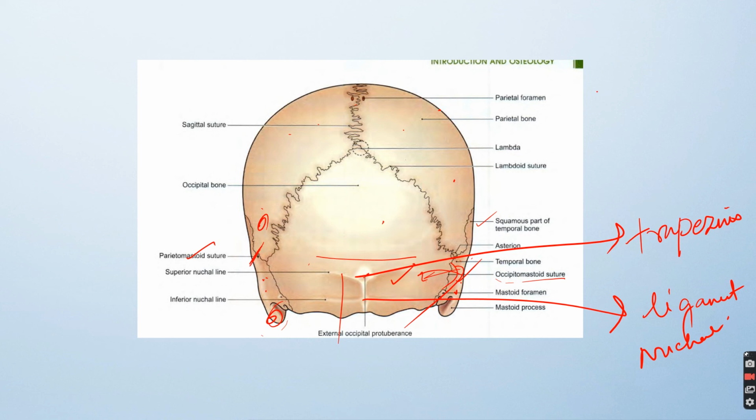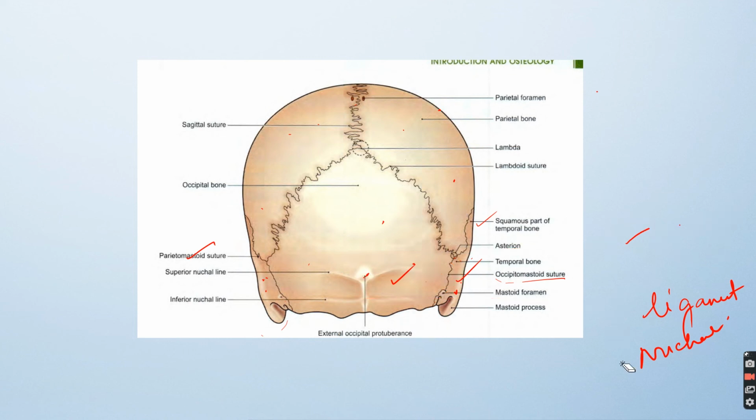The highest nuchal line will attach the median part of the epicranial aponeurosis. That is again a part of the skull that we'll be dealing with later. And also the occipital belly of the occipitofrontalis muscle. The belly also gets attached to the highest nuchal line. But in most individuals, as I have already said, it will not be present. In that case, the occipital belly as well as the middle part of the epicranial aponeurosis will be attached to the superior nuchal line.